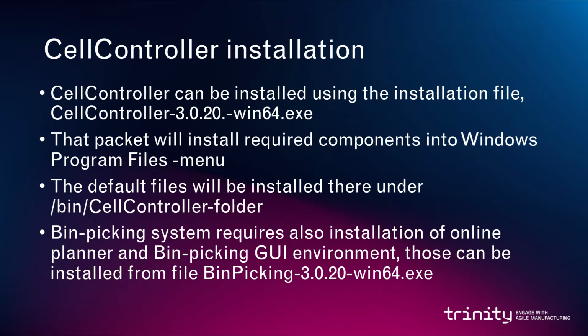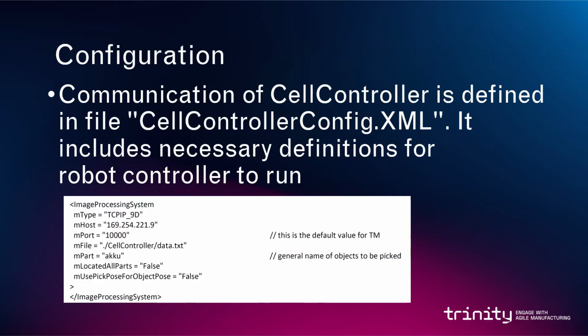So we will install the cell controller using the installation file, and that package will install the required components into the Windows program files. The pin picking system also requires installation of the cell controller system. And here we can see the configuration file for the cell controller, which is called cellcontrollerconfig.xml. It includes the necessary definitions for the robot controller to run.